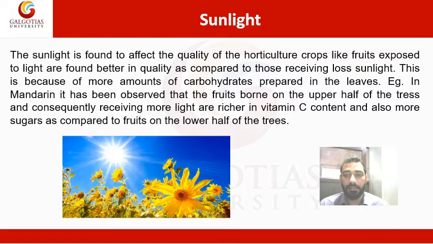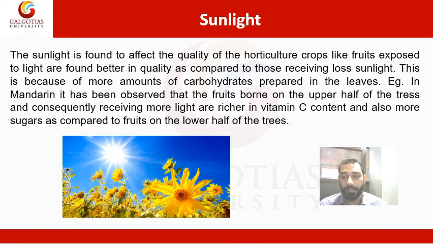Sunlight. Sunlight is the main factor affecting the growth and development of the plant as well as fruits. Sunlight is found to affect the quality of horticultural crops, like fruits exposed to light are found better in quality as compared to those receiving low sunlight. This is because of more carbohydrates prepared in the leaves.